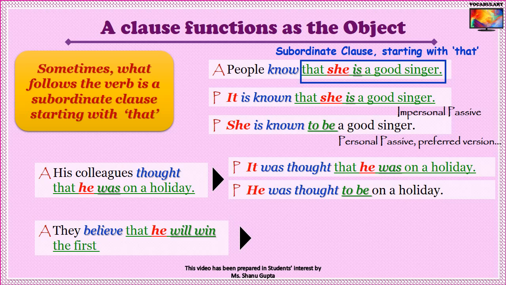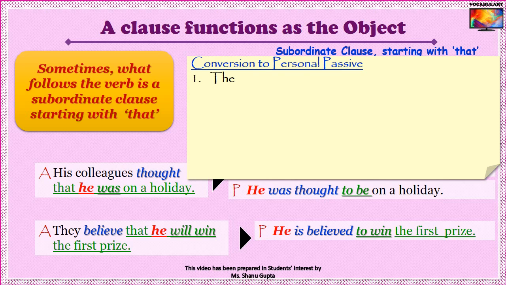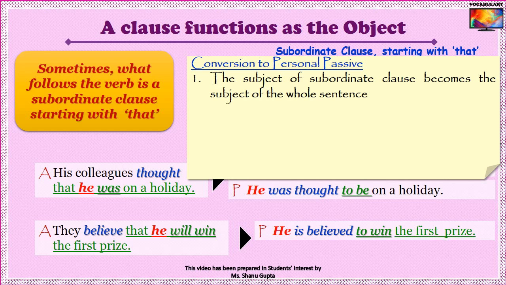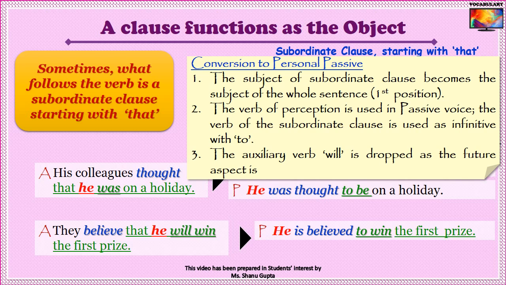They believe that he will win the first prize. The preferred version for passive looks like he is believed to win the first prize. The steps for conversion to personal passive are: first, the subject of the subordinate clause becomes the subject of the whole sentence in first position. So he is the subject of the subordinate clause. It comes to the beginning.